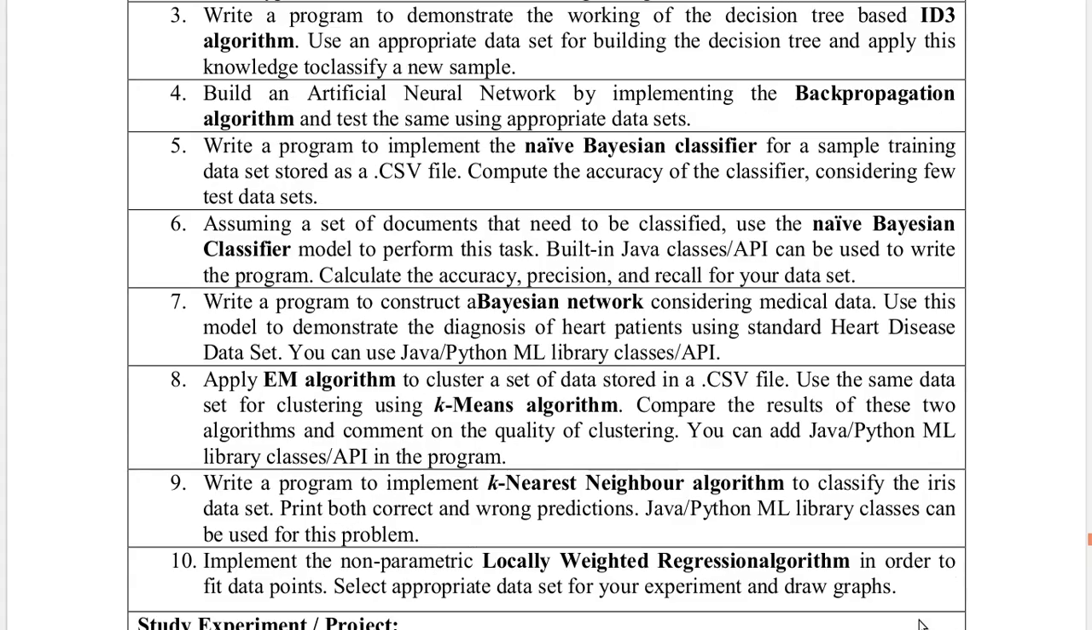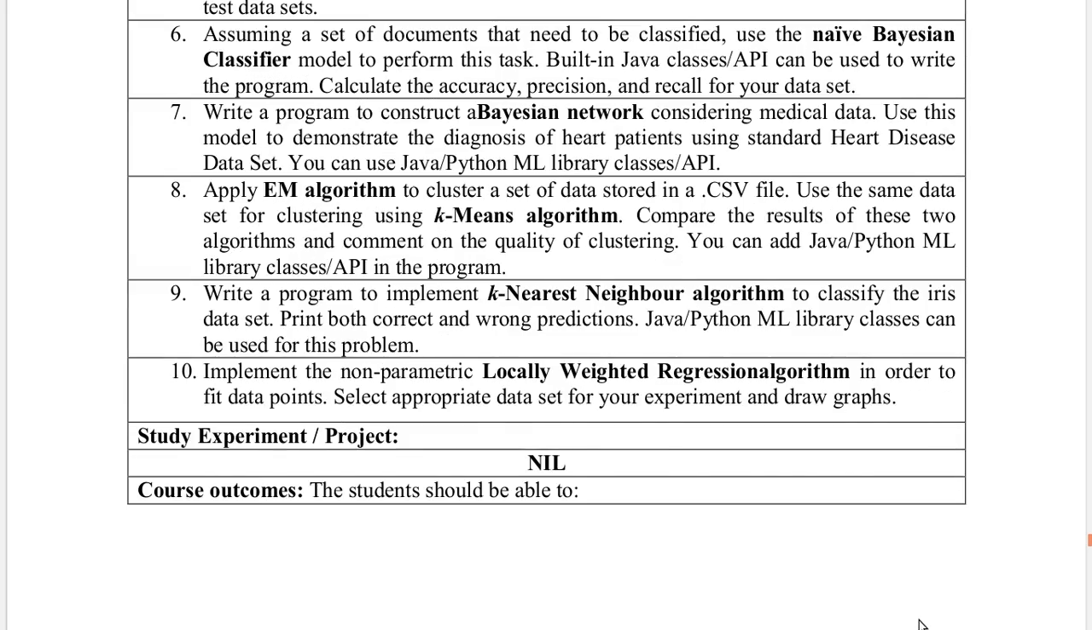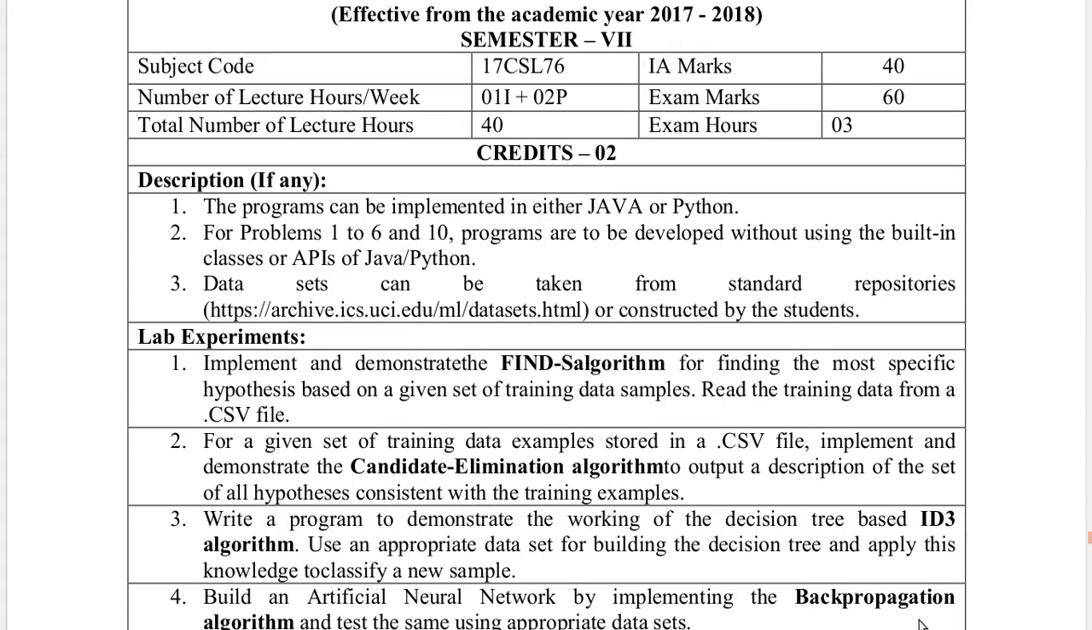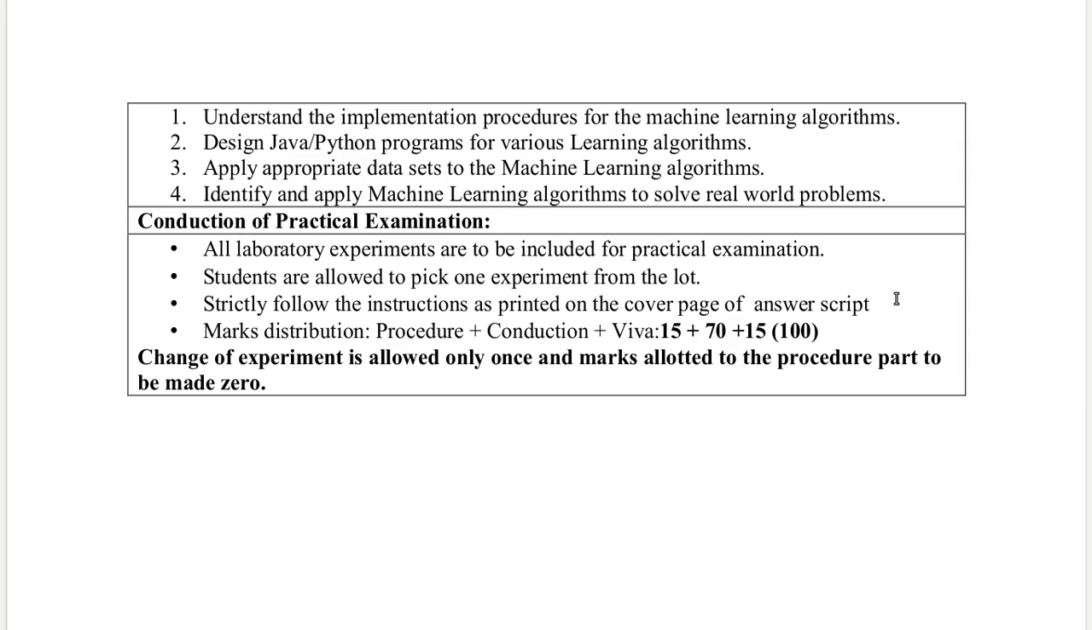In the examination, out of the 10 experiments, one experiment is to be conducted, and it carries a maximum of 100 marks, 80 as per the schedule. The marks distribution in the laboratory is: procedure 15 marks, that is write-up 15 marks, conduction 70 marks, and viva 15 marks. So totally the lab is conducted for 100 marks.